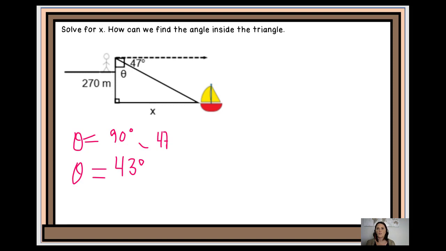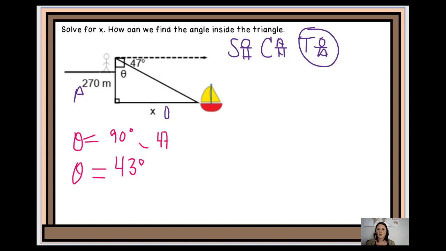Okay, so now we're going to use our right angle trigonometry to solve for x. Remember, labeling our triangles, x is across from the theta, so that's the opposite. And the 270 is adjacent because it's touching that perspective angle. Thinking about our trigonometry acronym, SOH-CAH-TOA, we are going to be using tangent. We have the opposite over adjacent, so again we're going to be using tangent.